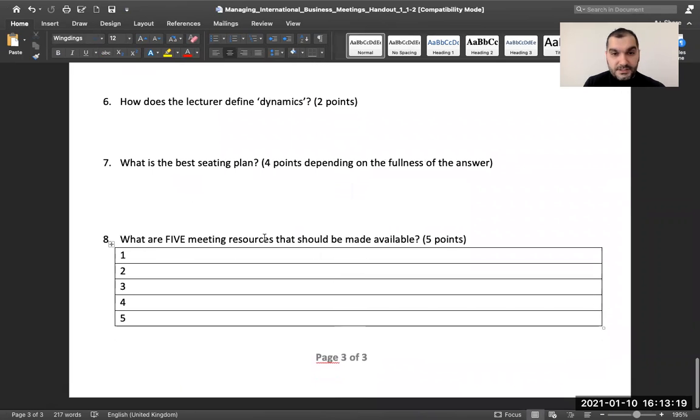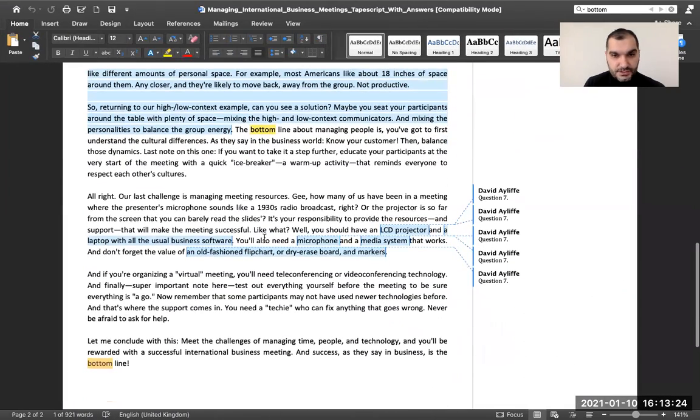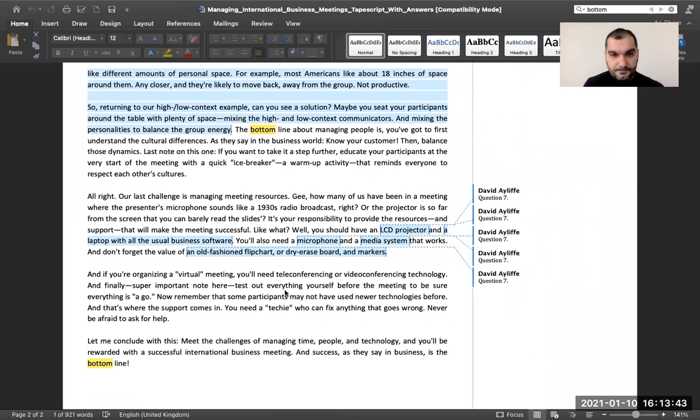And what are five meeting resources? They should be available. Five meeting resources, and here: the LCD projector, a laptop, a microphone, a media system, an old-fashioned flip chart, or a dry erase board and markers. Okay, and you should just put here the names of the resources.